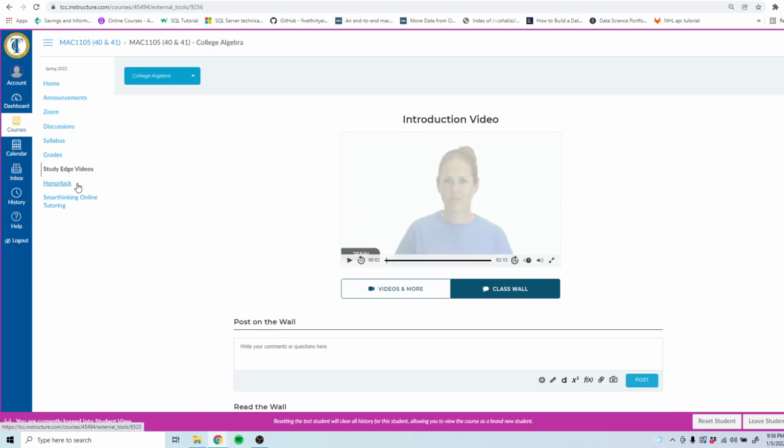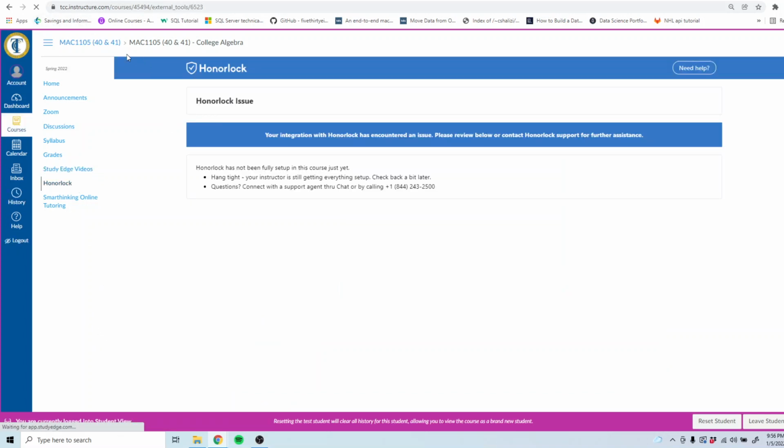All right, the last thing in Canvas, there's Honor Lock. I guess it's not working yet, so you don't ever need to go through here anyway. So I'll just let you know that you never need to go through here. It's just there because if it's not there, then I can't make things go through Honor Lock. So you never need to go here.